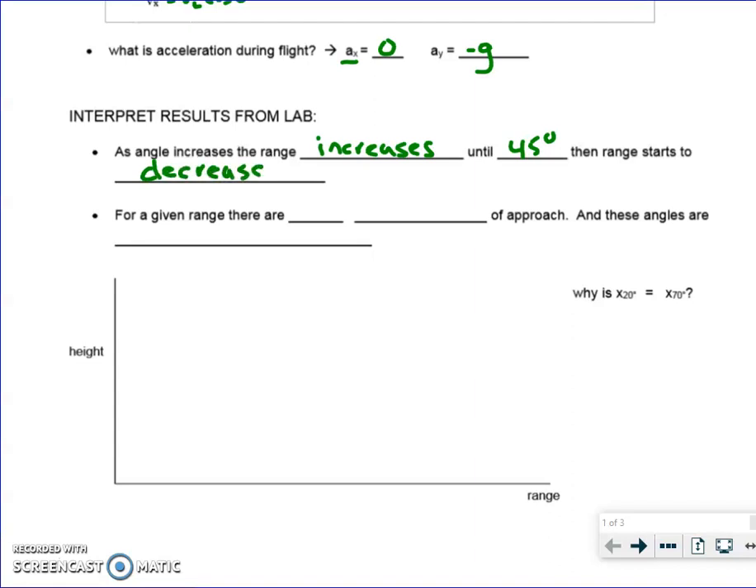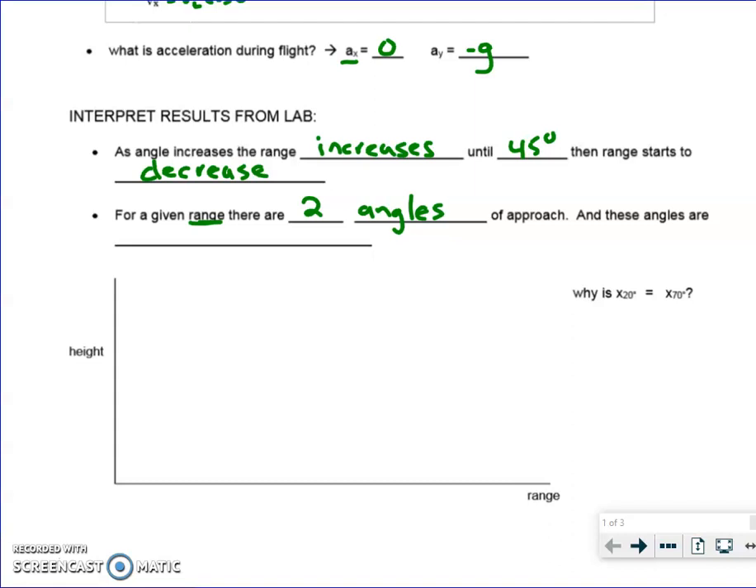So that implies something very important, not necessarily obvious. For a given range, there are two angles of approach. In other words, if I want to hit something that's 100 meters away, and I have enough launch speed to get there, then there are two angles that I can use. That's what the graph that you found shows.